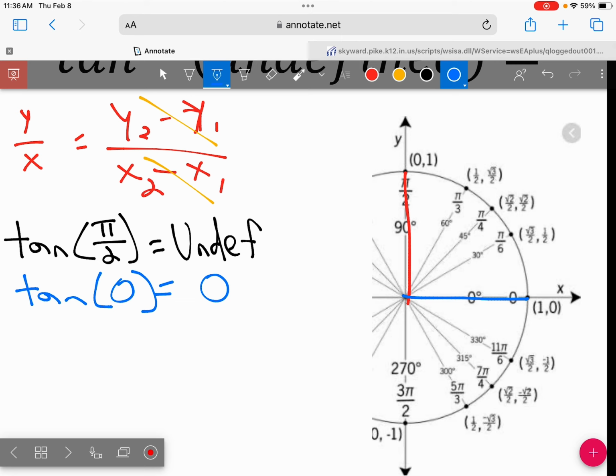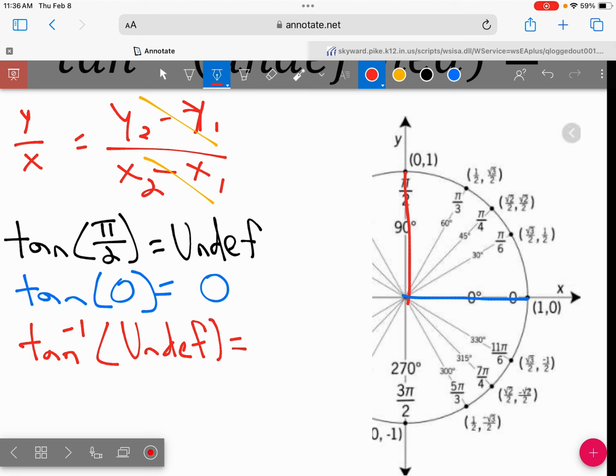The reason this is important is because, remember, our inputs and outputs in this chapter are getting flipped on us. So instead of getting a point and computing the y over the x, you're given that y over the x, or that slope. So a question you might be asked this chapter is, what's the inverse tangent of undefined?